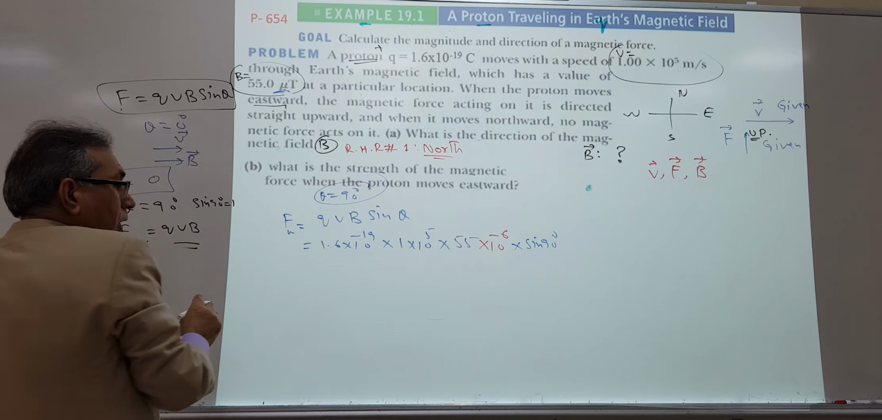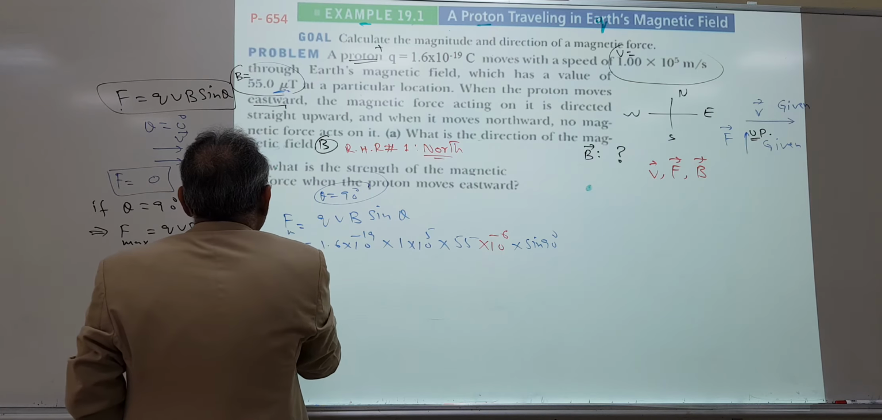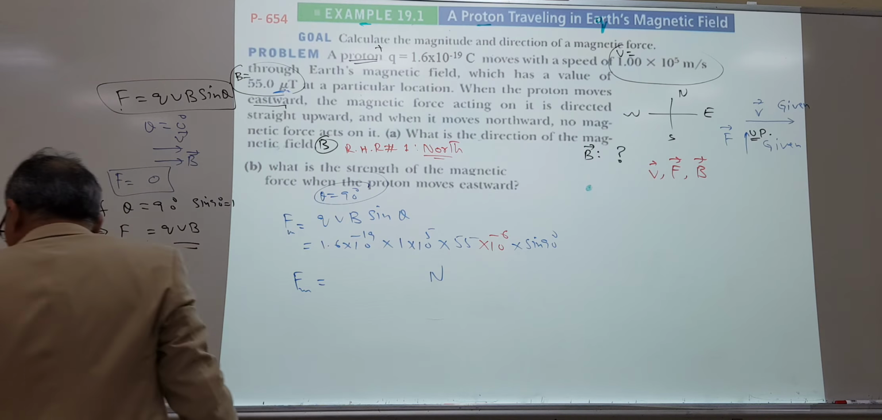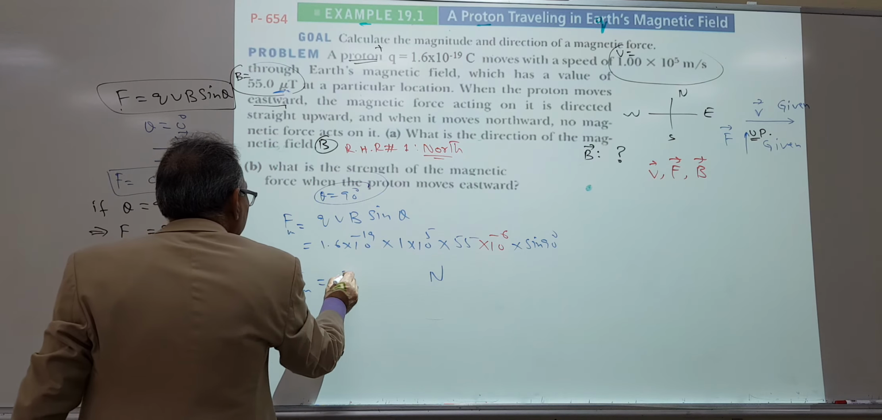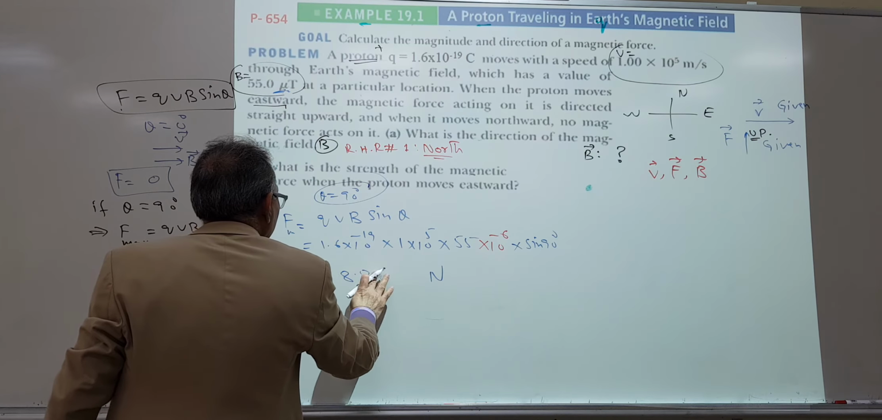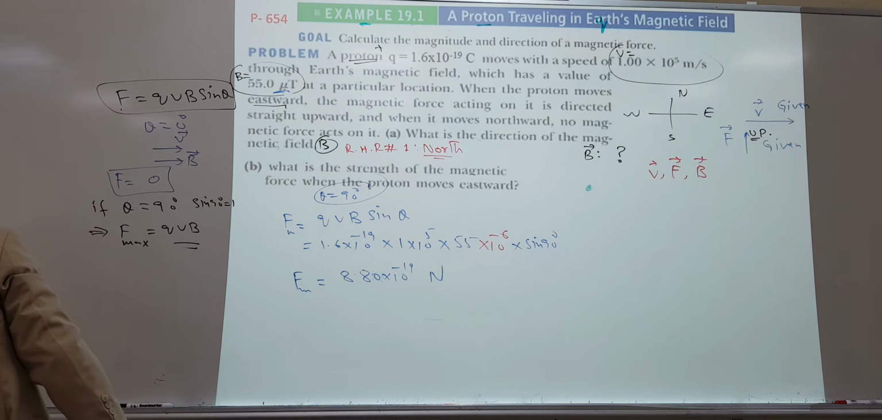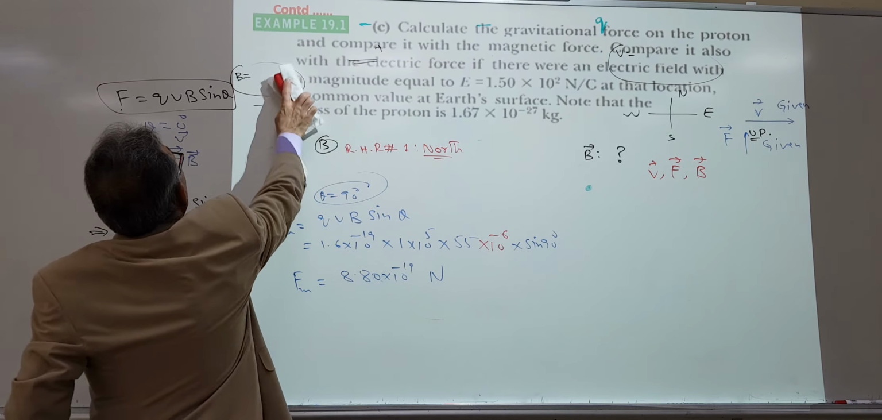Now, you get the magnetic force on the positive charge. Yes, 8.80 into 10 raised to power minus 19 Newton. That's it. Then the C part.